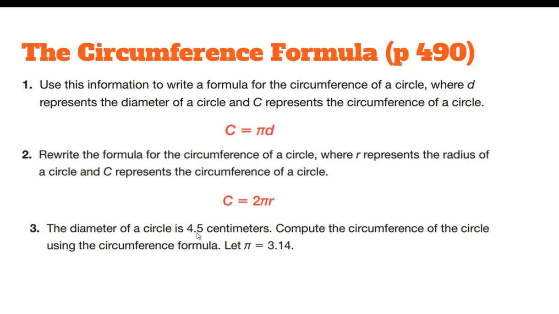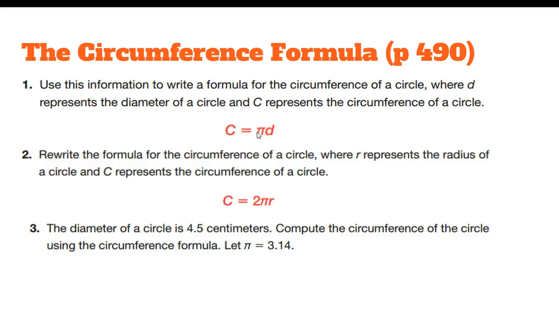What letter should we replace with 4.5? We're talking about diameter. So since we're talking about diameter, I think we're going to use this formula, because this formula has diameter in it. I'm going to take the D, which represents the diameter, and substitute it for 4.5. So 4.5 times pi, which is 3.14, is going to equal something.